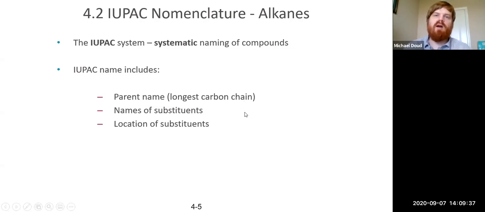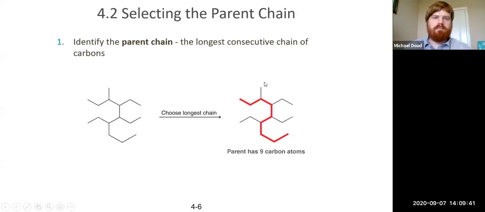This is another thing where the more practice you get, the better off you're going to be on the test. Okay, so first up, identify the parent chain. The parent chain is just the longest consecutive chain of carbons. When you look at this compound on the left, you might think, okay, I'm supposed to number this from left to right, 1, 2, 3, 4, 5, 6, and that's the longest chain left to right. But that's not the case.